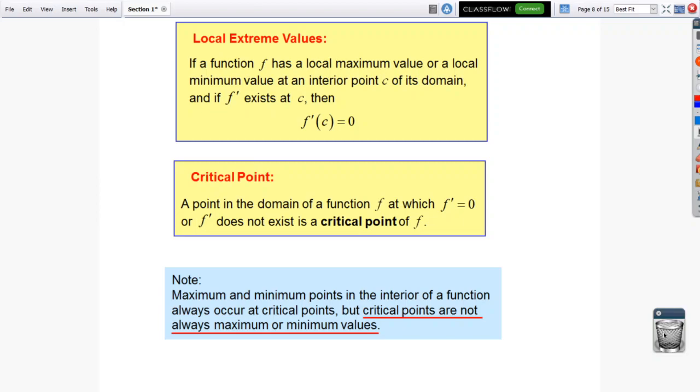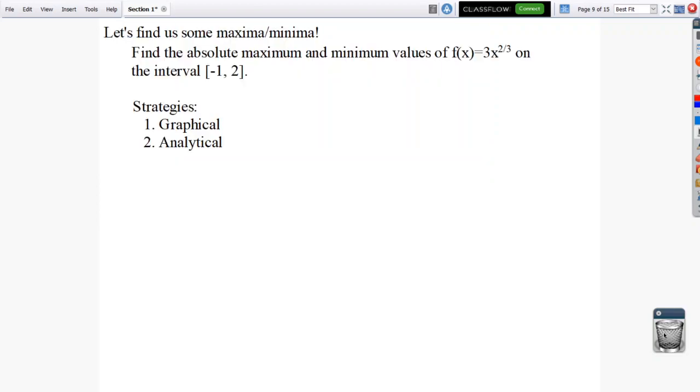Maximum and minimum points in the interior of a function always occur at critical points, but critical points are not always maxima or minima. I cannot stress enough how important it is to know what a critical point is. For this chapter, you will be finding critical points at the start of every single problem, just about. And a critical point, again, is where the derivative is 0 or it does not exist. And we'll get more into that in just a second. Heck, let's do it right now.